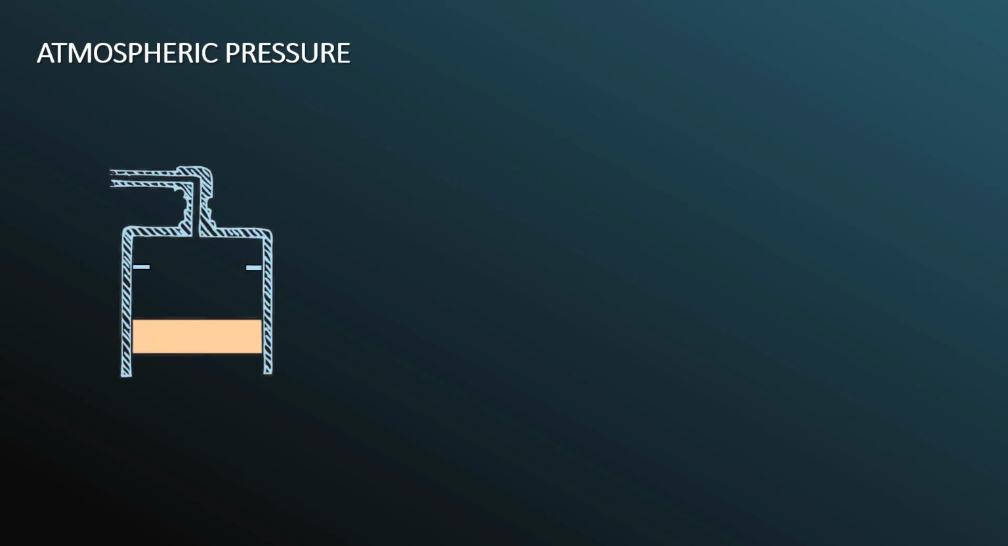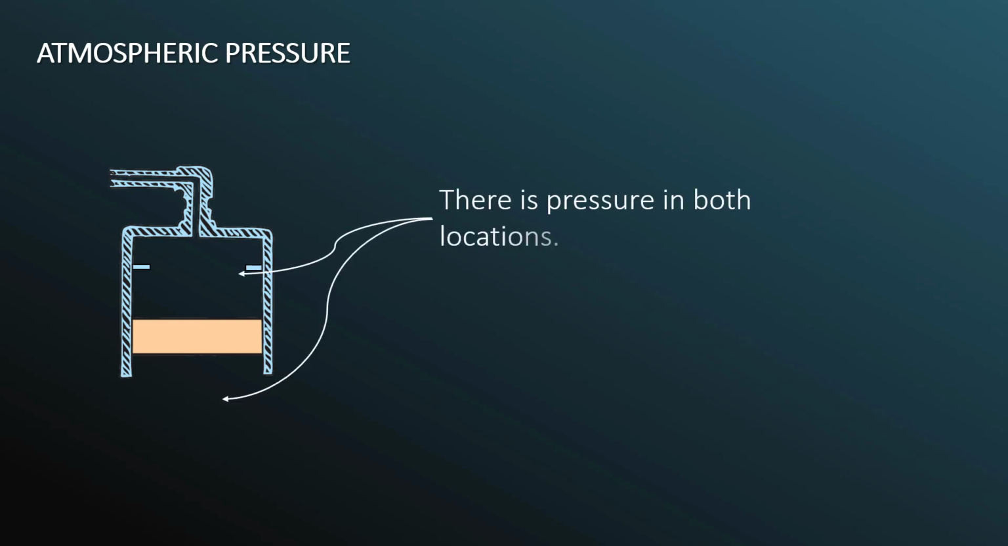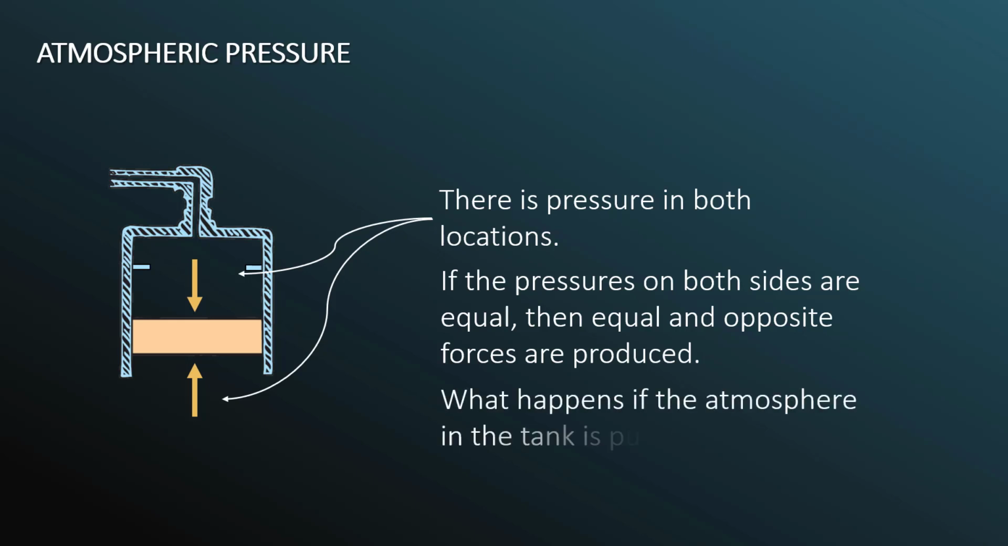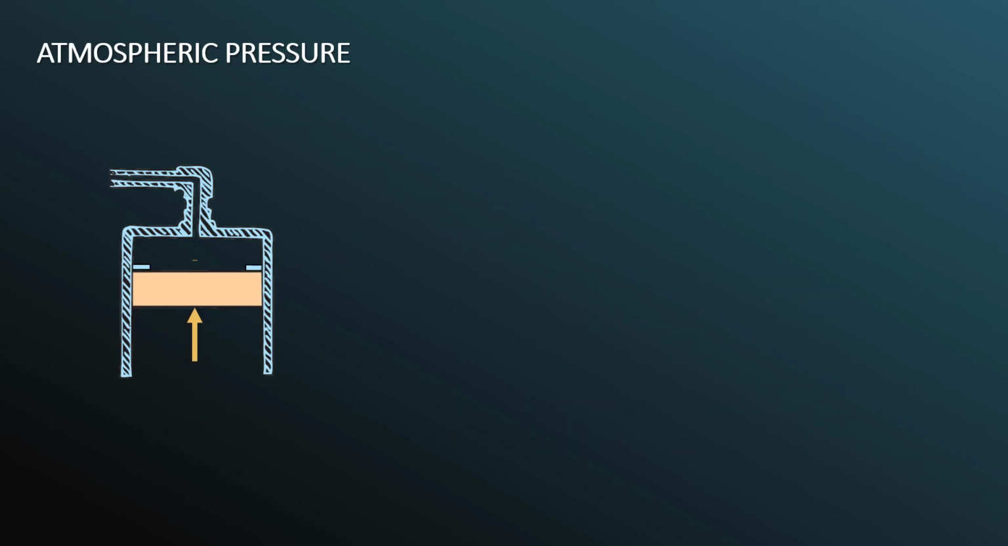Consider a vacuum pump. There is pressure in both locations. If the pressures on both sides are equal, then equal and opposite forces are produced. But what happens if the atmosphere within the tank is pumped away? Well, now the pressure on the inside is no longer there. So the force produced by the pressure on the inside is zero. So we only have the force on the outside.